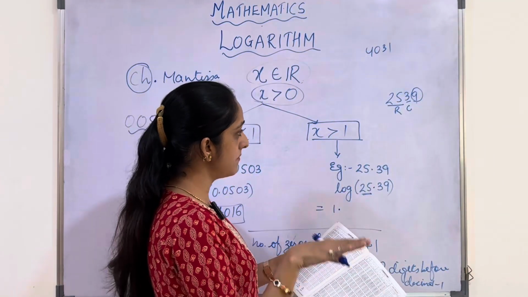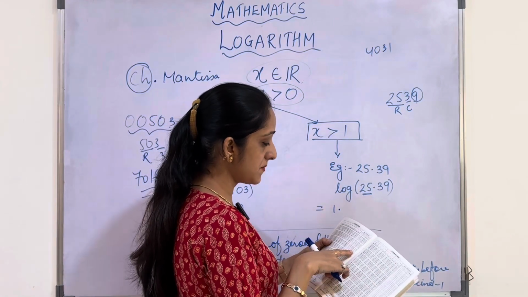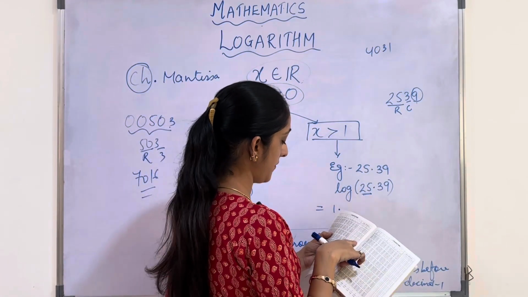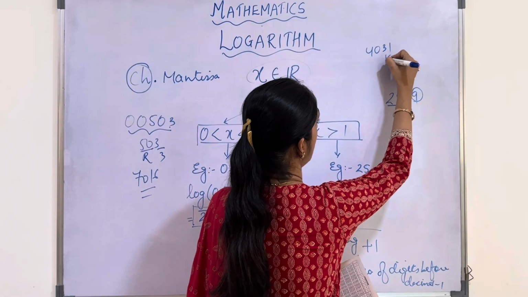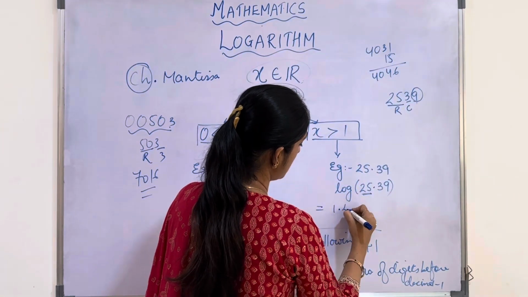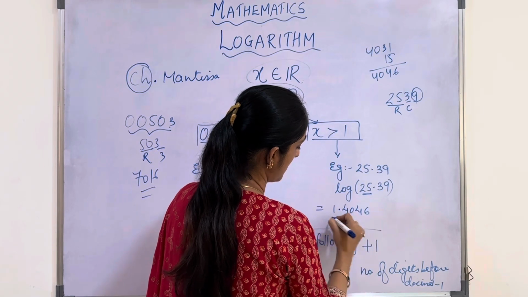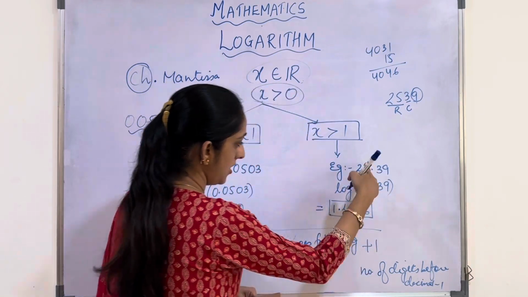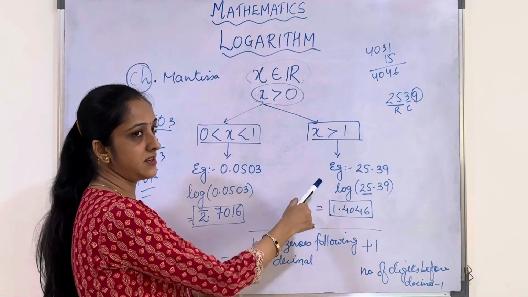So in the same row, we will see 9 times mean difference. Here it is 15. So 15 will be added to this, which will give you 4046. So the mantissa part is 4046. This is how we find log of a number which is greater than 1.